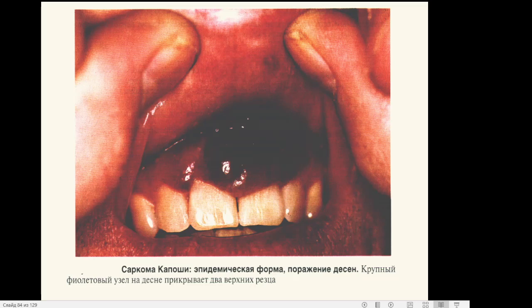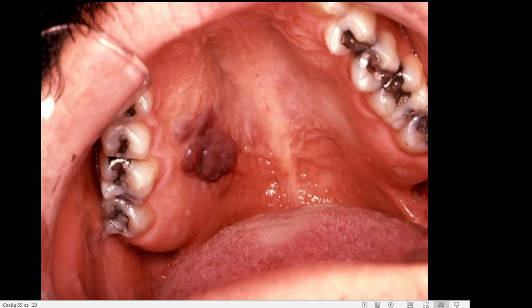As I said previously, the black-violet nodes of this tumor may be practically everywhere, because the source of this tumor is our own vessels, endotheliocytes. Now here again is a good coloration of this tumor in the oral cavity.